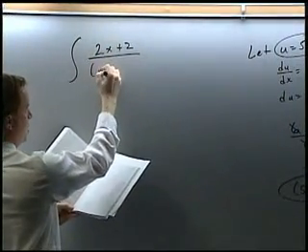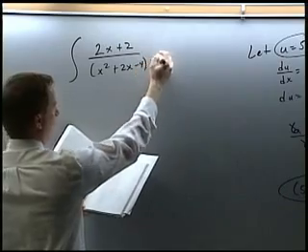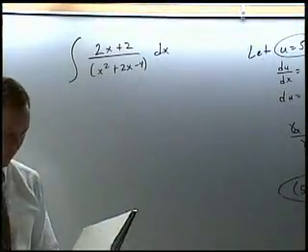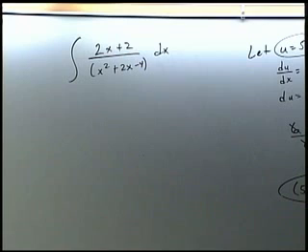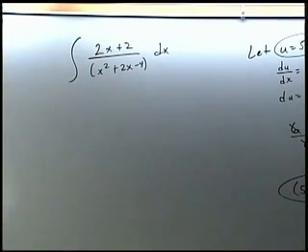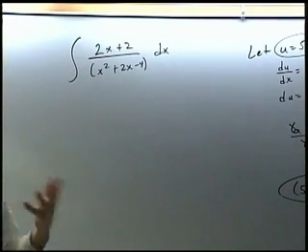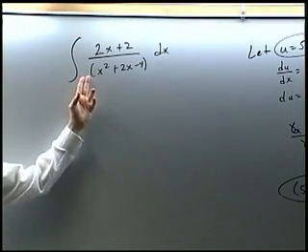Let's see. The antiderivative of (x squared plus 2x minus 4) dx. Now, before I even use substitution, I forgot to do this on the last example. Before I even do substitution, as I look at my two different functions here, I should try to decide, is one of them the derivative of the other one, or is it close to the derivative of another one?